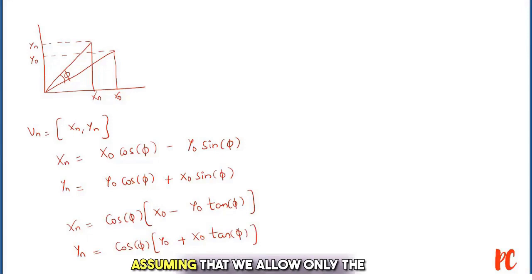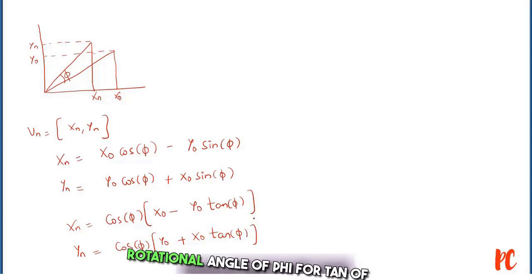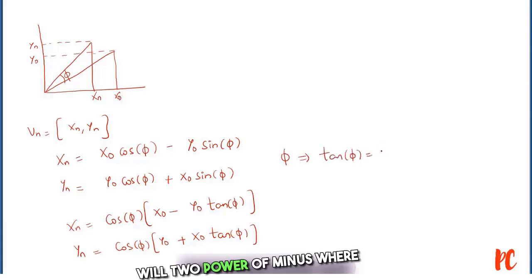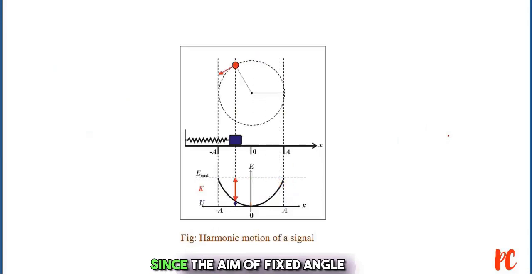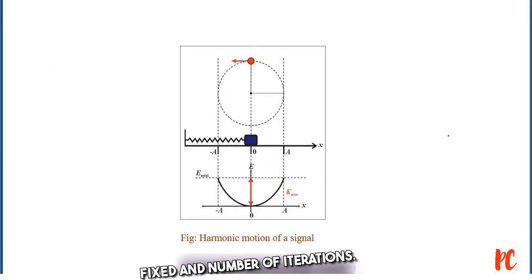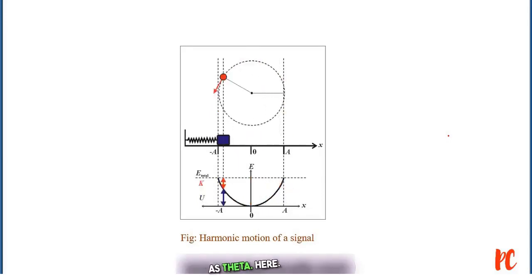Assuming that we allow only rotational angles phi for which tan phi will be 2 power of minus i, where the value of i ranges from 0 to infinity. Since the aim of fixed angle rotation is to compute sine and cosine of the given angle using a fixed number of iterations, let's call this angle theta.